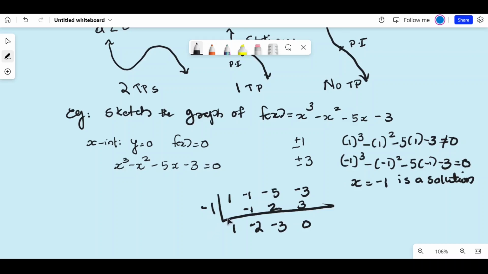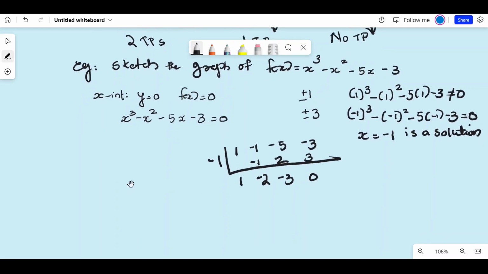What you got now are the coefficients of the quadratic expression ax square plus bx plus c. So this is a, b and c of the quadratic expression. The a is 1, so the expression is going to be x square minus 2x minus 3. That is the other factor of this cubic function.